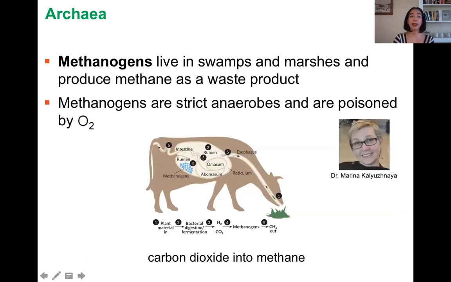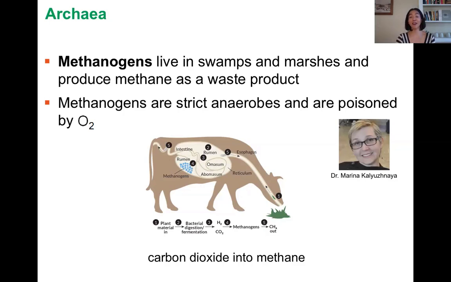Another group in archaea are the methanogens. These methanogens like to live in swamps or marshes. They produce methane as a waste product of their metabolism. These methanogens are anaerobic, so that means that they will be poisoned if they are exposed to oxygen. And you can find them in the rumen, like in the stomach of cows, right? These ruminants have methanogens, and they actually help with the digestion of the grasses that these cows eat. Now, they are going to be producing methane.